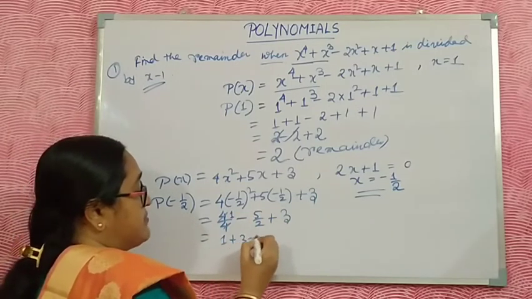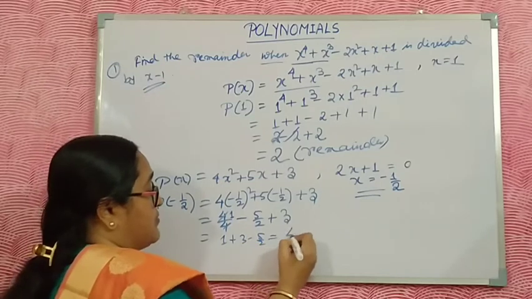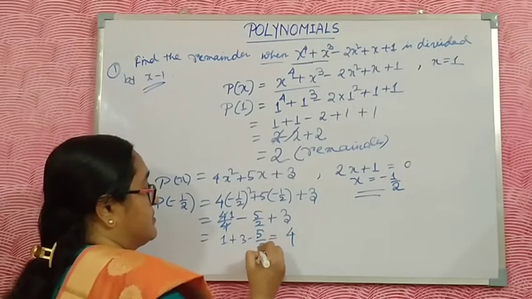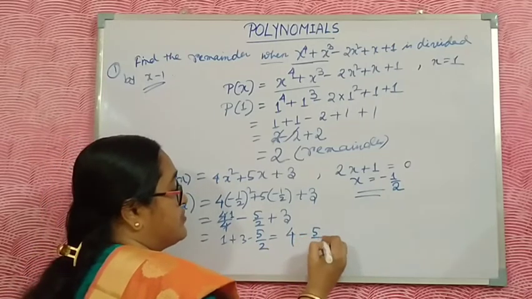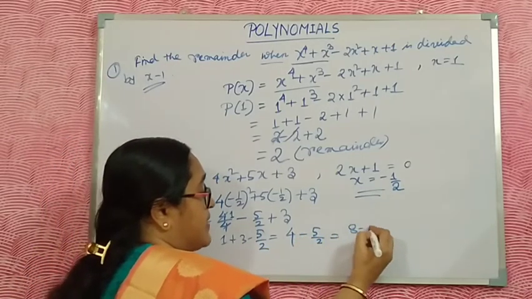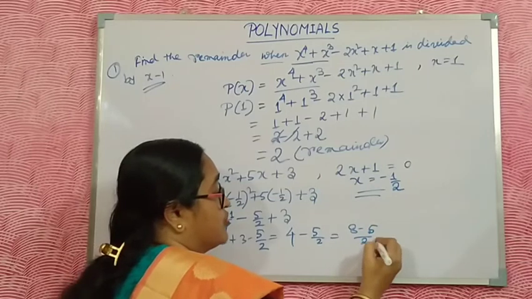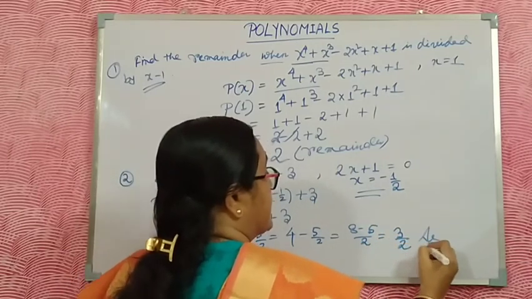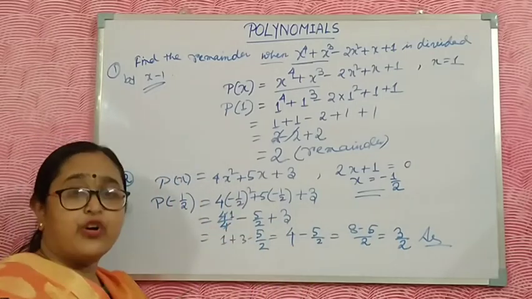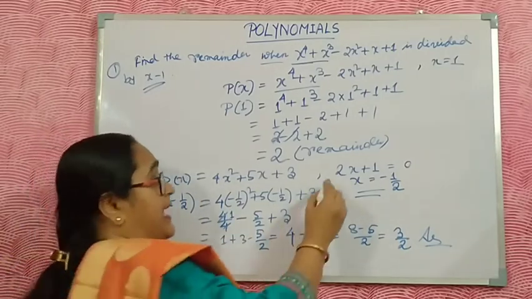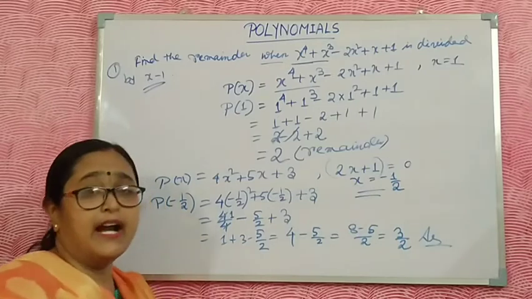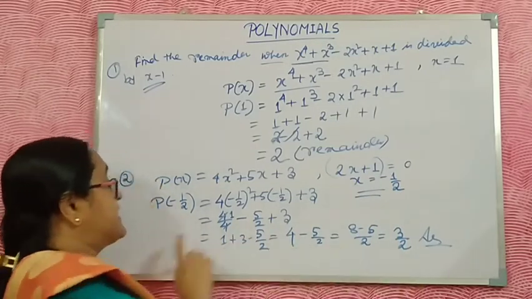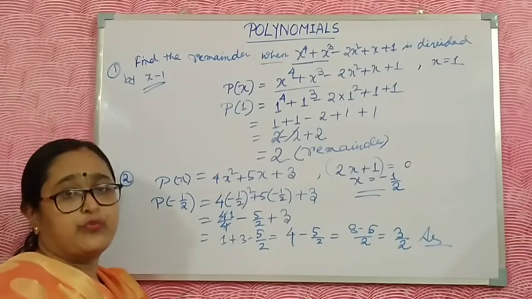1 plus 3 minus 5 by 2. 1 plus 3 is 4, minus 5 by 2 is 4 twos are 8 minus 5 by 2. This is 3 by 2. This is the remainder of the given polynomial when divided by this linear polynomial. Without division, you will get the result. This is the remainder of this polynomial.